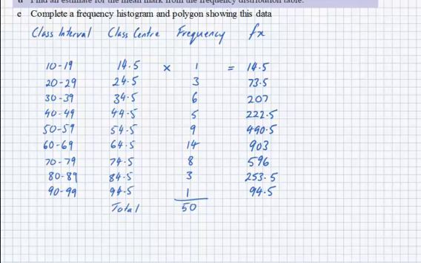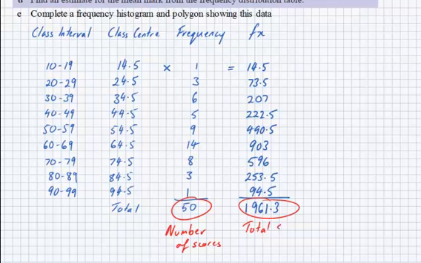Okay, when you finish doing that, you then need to total that column as well. And once you've done that, you should get 1961.3. Okay, so let's think about what these two values represent. So this number here is the number of scores. This number here is the total sum of all scores. Alright, so we need to remember that for a bit later on.